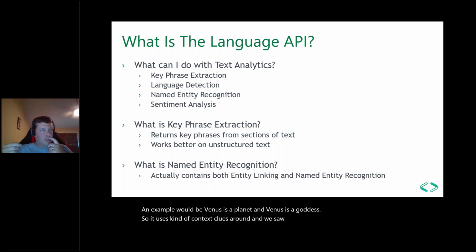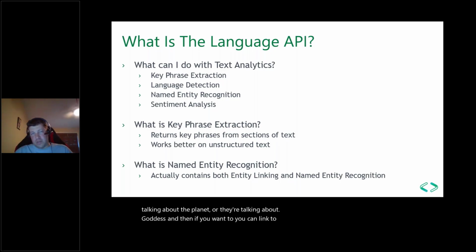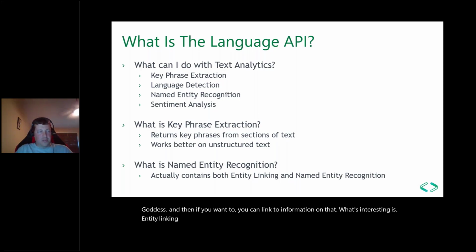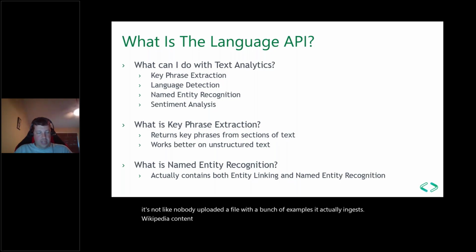And we saw with some of the Luis stuff where the ML models underneath this, context clues are kind of what they're driving off of. It uses that to understand, oh, okay, they're talking about the planet or they're talking about the goddess, and then if you want to, you can link to information on that. What's interesting is the entity linking stuff, the way Microsoft describes it, has a knowledge base underneath it. So it's the same terminology. It's a very different knowledge base to what is under Q&A Maker, because it's not like somebody uploaded a file with a bunch of examples. It actually ingests Wikipedia content to train its model on this stuff.